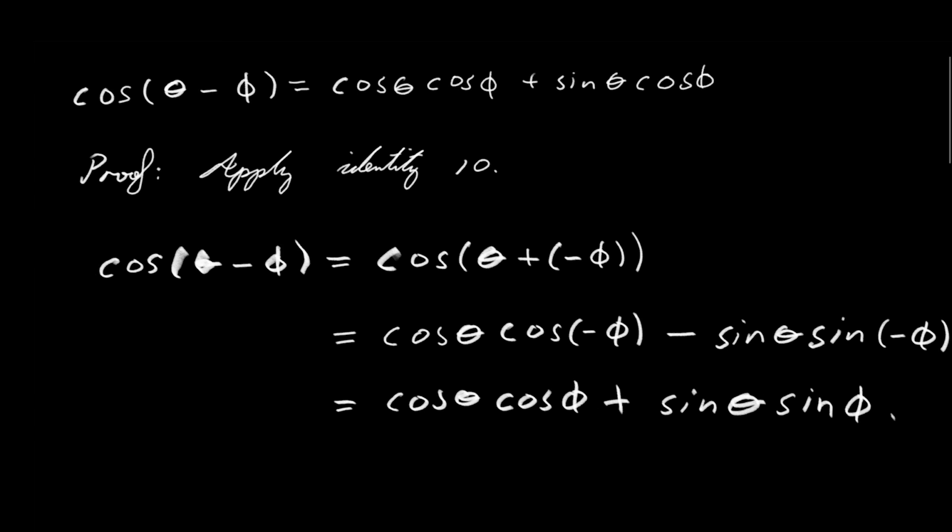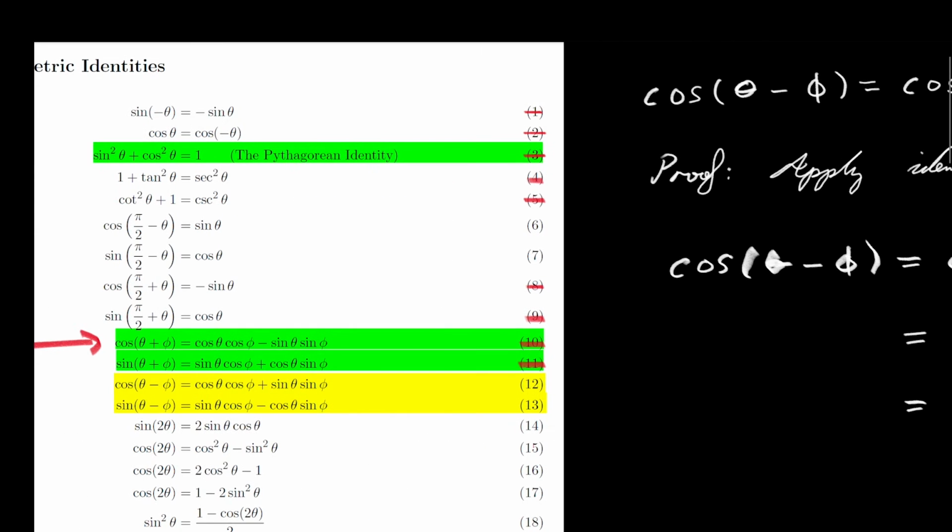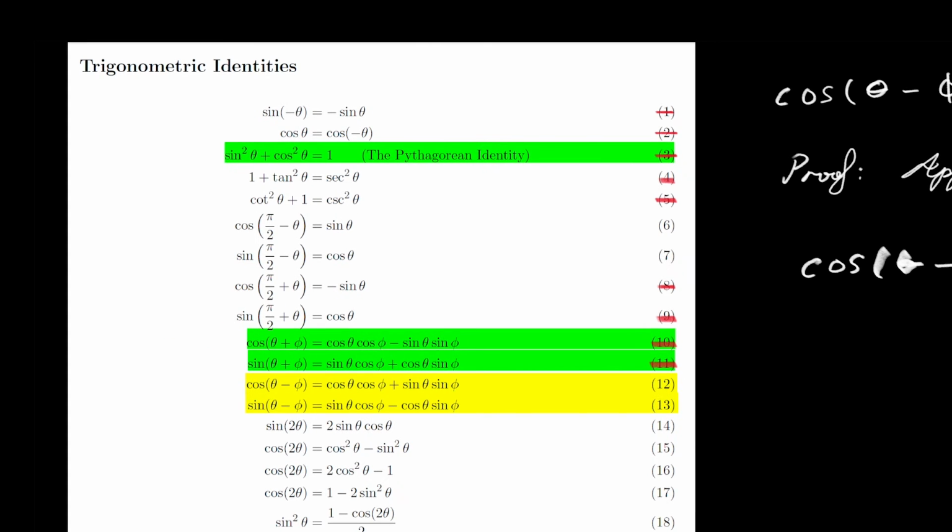Okay, let's prove the other difference formulae. So let's prove this one here. When we prove trigonometric identity 13, we will make use of 11, the sum formulae, and we will make use of these as well, trigonometric identities 1 and 2. So it's structurally similar to the proof that we've just done.